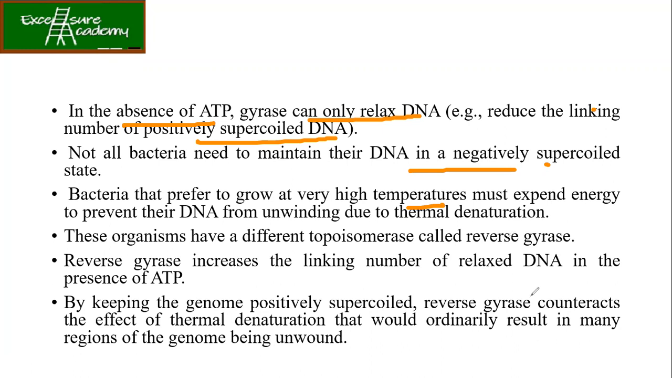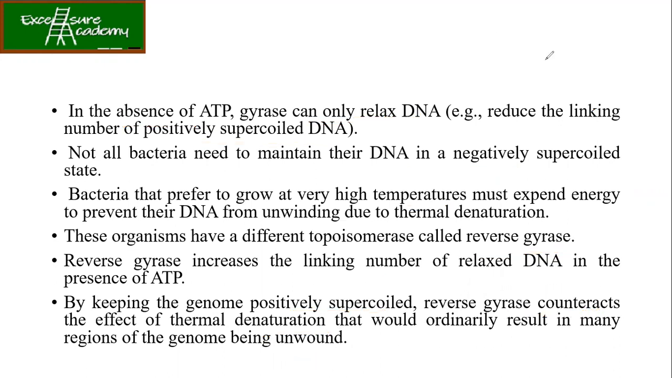Now, there are these organisms that have a different topoisomerase called reverse gyrase. What is the work of reverse gyrase? It will increase the linking number of relaxed DNA. So by keeping the genome positively supercoiled, reverse gyrase counteracts the effect of thermal denaturation, which would ordinarily result in many regions of the genome being unwound.